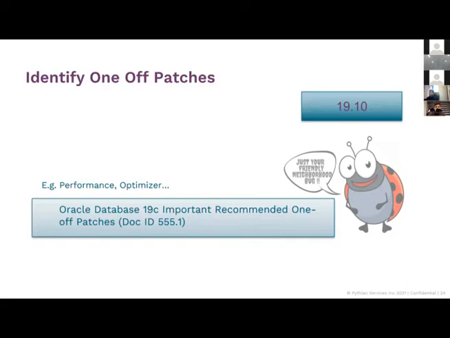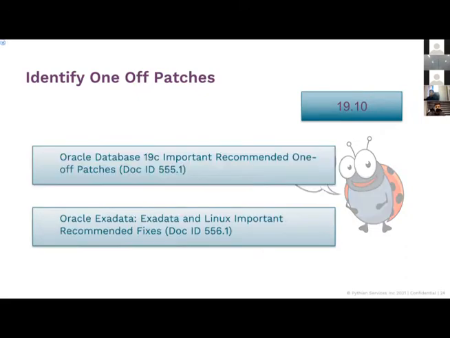Now, another thing other than bugs is the one-off patches. There are recommended one-off patches that come with each and every version. Now, these patches impact your performance and your optimizer, they enhance these things. So these are pretty valuable to look at. You've got something similar for Oracle Exadata as well. Exadata is the flagship product, which is basically an engineered system for Oracle. So if you're running on an engineered system, then this would be the note to follow.